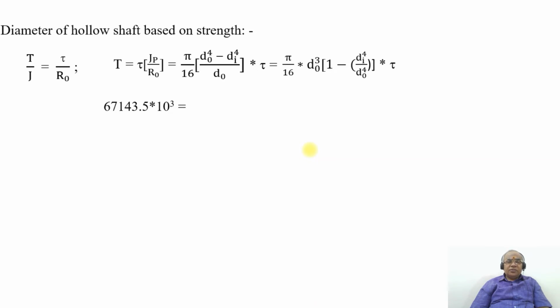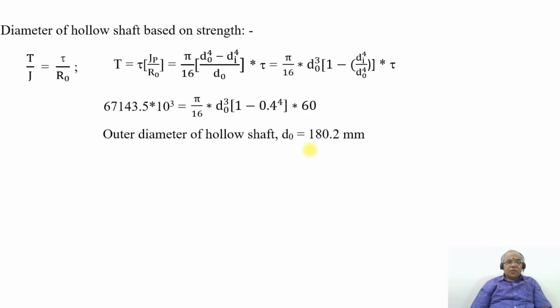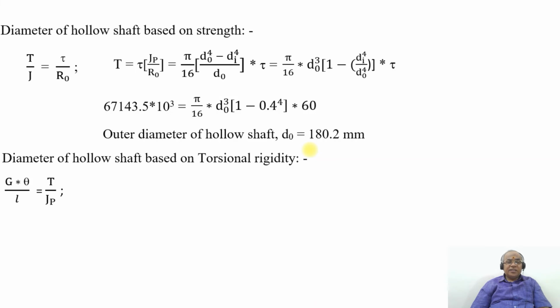Now substitute the values. The torque is 6714.35 into 10 to the power of 3, which equals pi by 16 into d naught cube into 1 minus 0.4 to the power of 4, where di by d naught equals 0.4, into 60. So we get the outer diameter of the hollow shaft d naught equal to 180.2 mm.